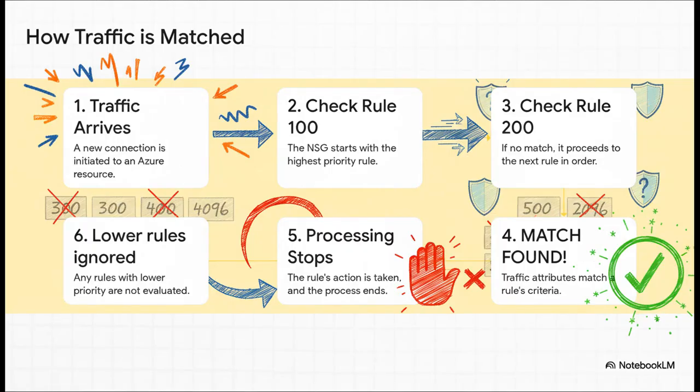Okay, so this is the real kicker. The moment, the very second a match is found, everything else stops. If some traffic comes in and it matches your rule at priority 200, the NSG does whatever that rule says, allow or deny, and it completely ignores everything after it. Rule 300, rule 1000, it doesn't matter. They never even get looked at. The first match wins. Period.